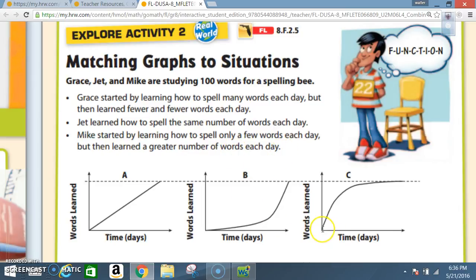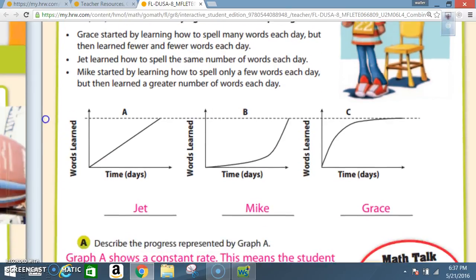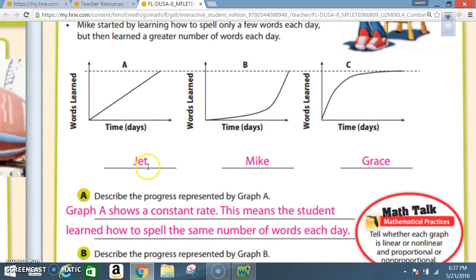Here at C, this person started out learning quite a few words a day, but then slowed up and started learning almost no words, because the line is almost straight, where it's constant. They're learning nothing new. Started out a lot, then they slowed down. That might be Grace. All right, let's see what we have: Jet for A, Mike for B, and Grace for C.